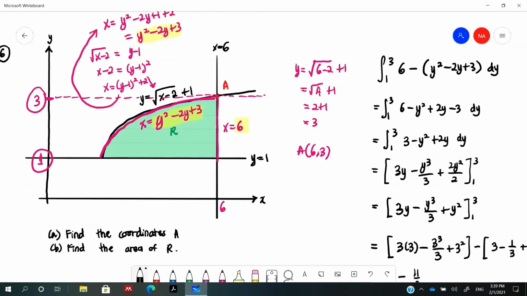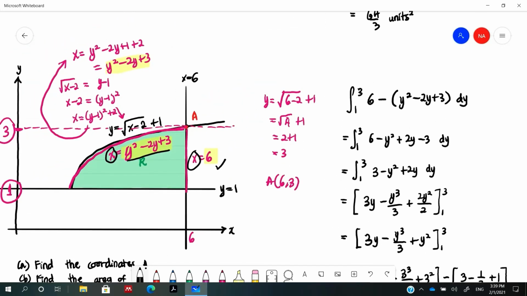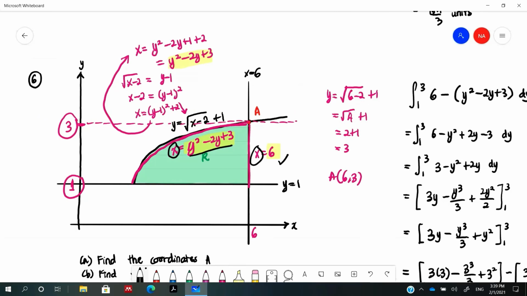All right, so that is as simple as that. We have to have the function at the right side in terms of y, so x as the subject, and the one at the left side is this one, x as the subject. This is the function in terms of y, and we subtract them together, and we note that the integral values for this one, 1 until 3, should be on the y-axis. Right, so that's it for the area.